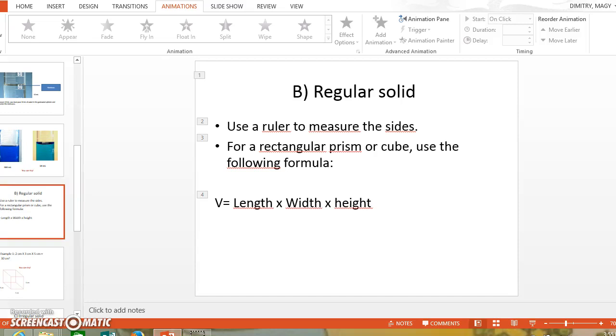Hello, welcome back to volume part 2. Last time we left off with volume of a liquid. Now we will look at the volume of a regular shaped solid.